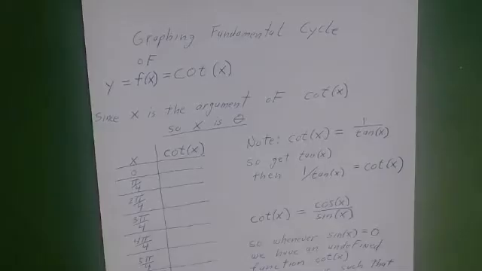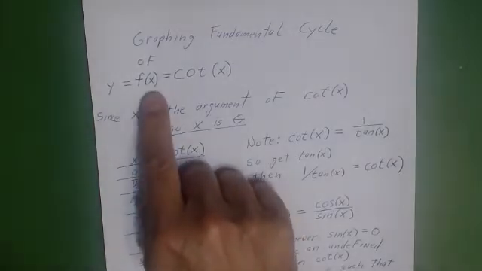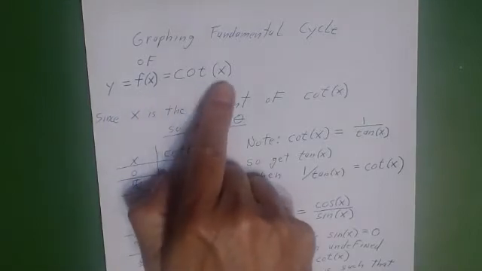Okay, so to graph, let me make this screen bigger here. Spotlight video. There we go. Okay. I think you can see that now. So we're going to graph f of x is cotangent of x. That's our goal here, all right?